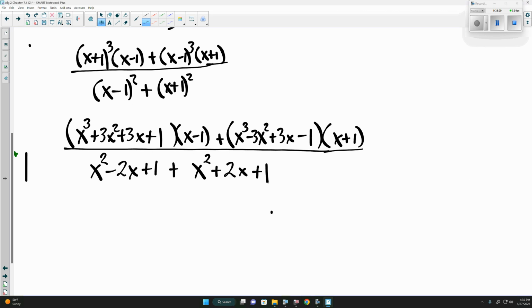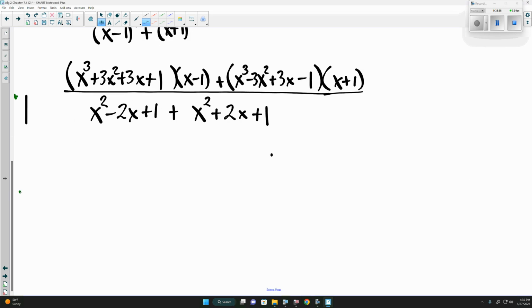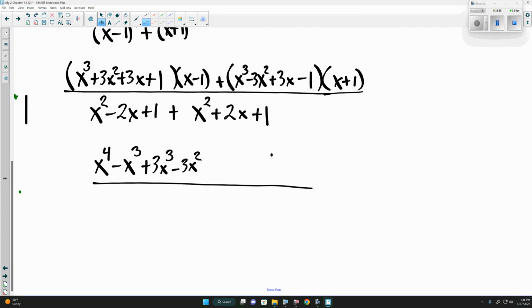Realistically, all we're doing is multiplying these together: x minus 1 times x minus 1, x plus 1 times x plus 1. We're doing it multiple times, so it's not changing the process. It does look daunting, but it's just multiplying them by each other multiple times. Now the numerator, to finish this out: x cubed times x is x to the 4th. x cubed times negative 1 is negative x cubed. 3x squared times x is plus 3x cubed, minus 3x squared. 3x times x is plus 3x squared. 3x times negative 1 is negative 3x. And 1 times negative 1 is negative 1.